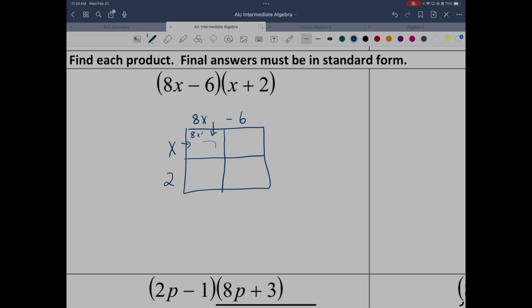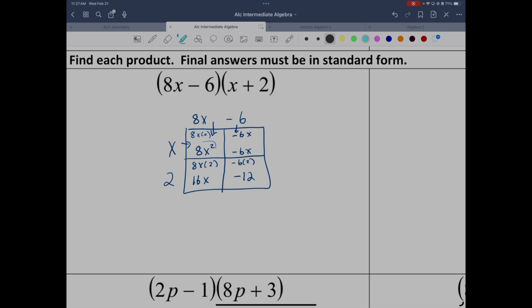So it's 8x times x. So that's 8x squared. Bring the 8x all the way down. Then I have to take 8x times 2, which is 16x. So I've got my first column done. I go to the second column. I drop down the negative 6 and take that times x. So that's just negative 6x. And then I drop down the negative 6 and take it times 2. That's negative 12.